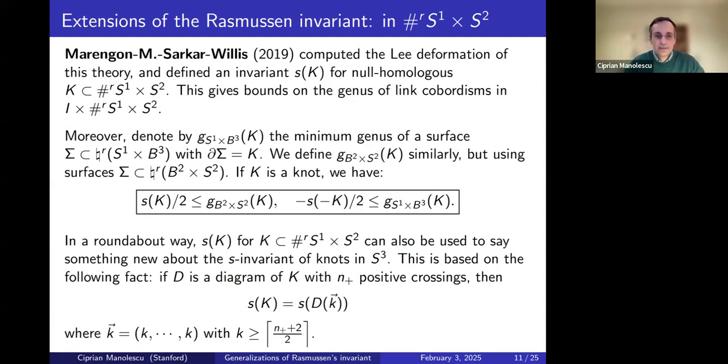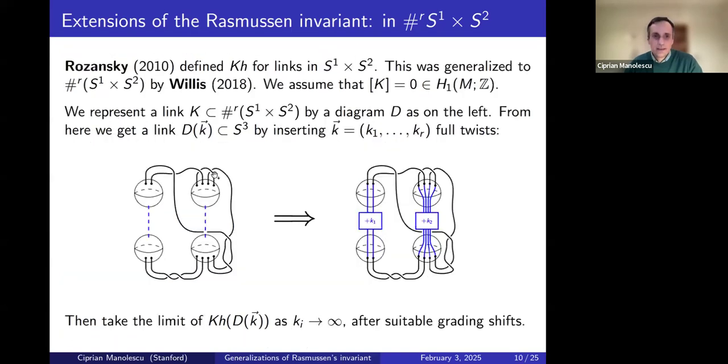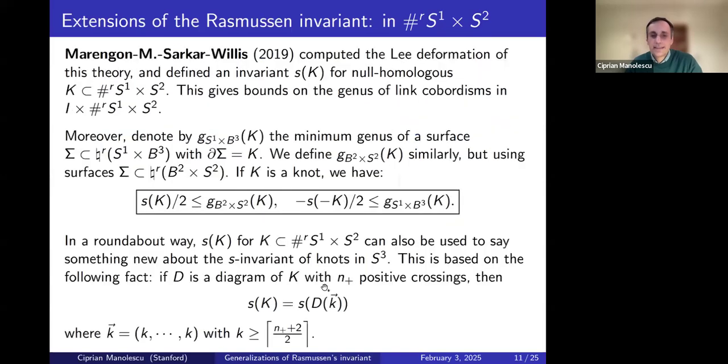More interestingly, somehow you can use this s to also get something new about the s invariant of ordinary knots in S3. So, the reason for this is that from every link in S1 times S2, these diagrams give you a family of links in S3. They also depend on the diagram and then on how many crossings you do. But it stabilizes, and we can show that also the s invariant stabilizes, and we can say exactly when it stabilizes.